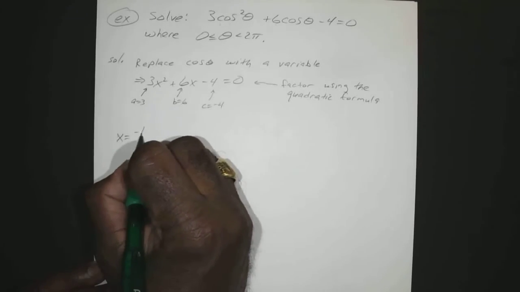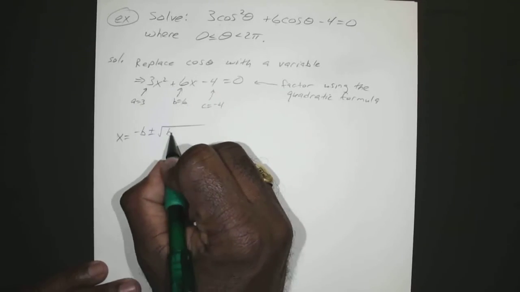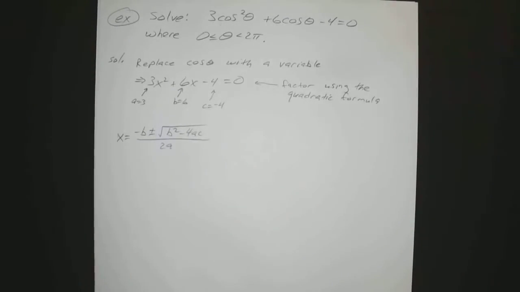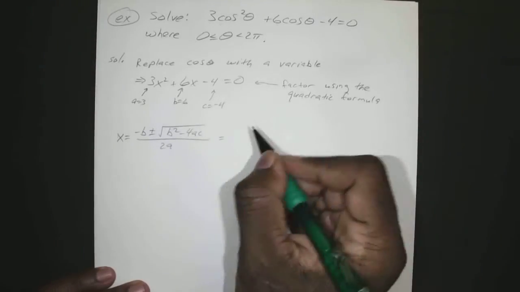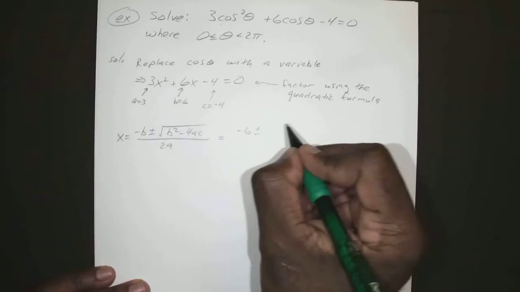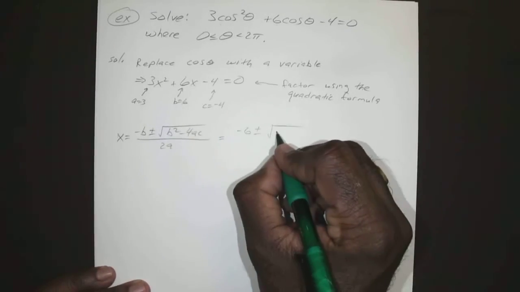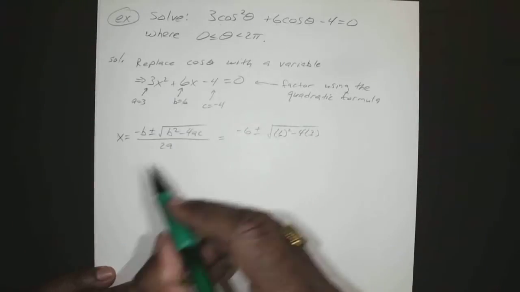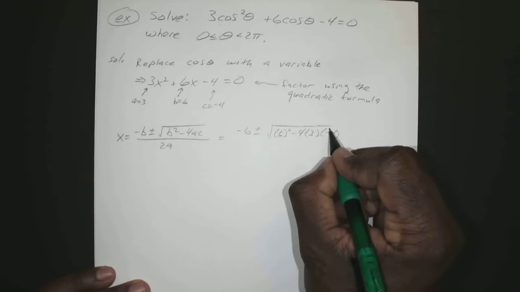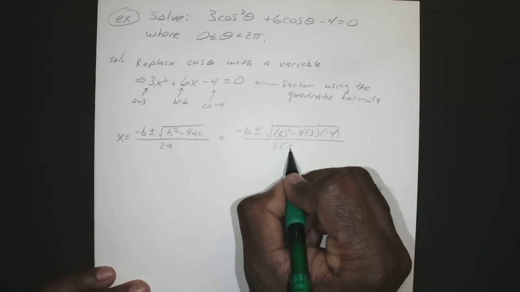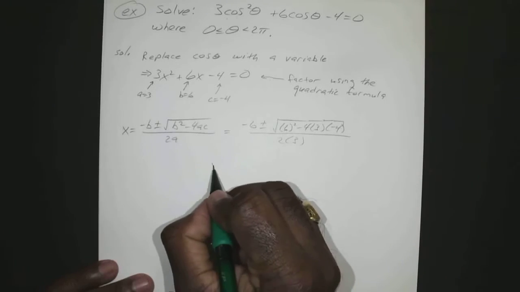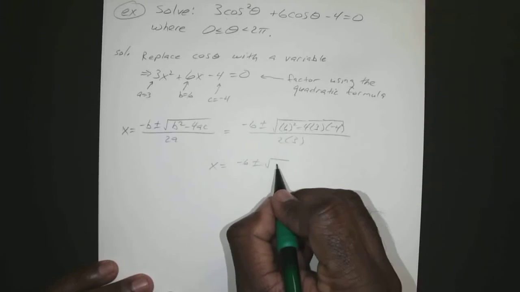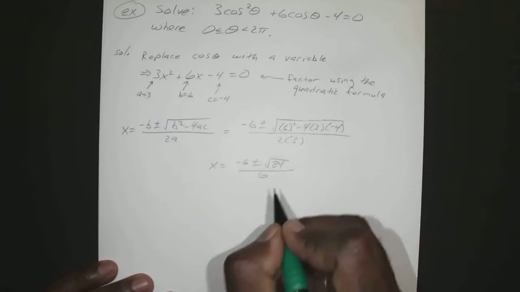Okay, so your x is equal to -b plus or minus the square root of b squared minus 4ac all over 2a, which is equal to -6 plus or minus the square root of 6 squared minus 4 times 3 times -4, all over 2 times 3. Okay, so that means x is equal to -6 plus or minus the square root of 84 divided by 6.